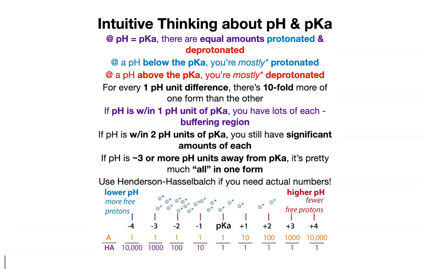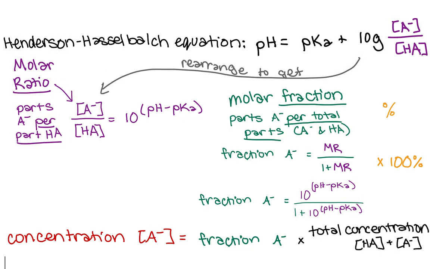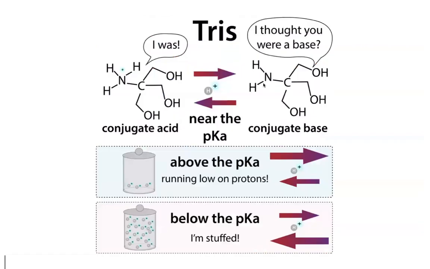But we can use the Henderson-Hasselbalch equation, and we will use it a lot because it's really helpful. Another valuable thing about the pKa is that it's the 50-50 point at which there are equal amounts of your acid and your conjugate base. This makes a really great buffer.